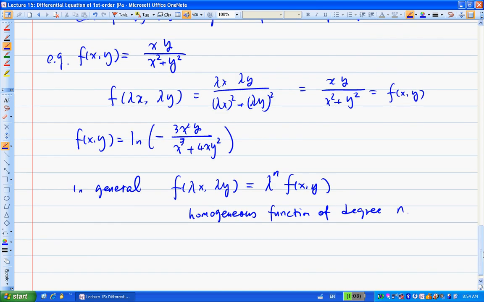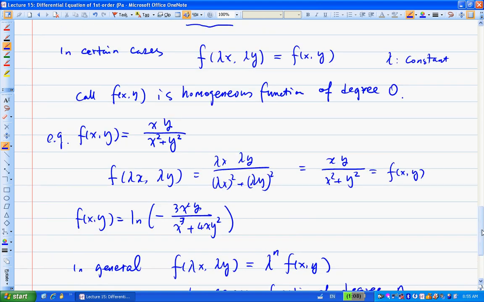Okay. So let's take a look at the problem of how to solve such kind of a homogeneous equation, which means the function f of x, y can be, and the function can be called a homogeneous function of degree 0, right?